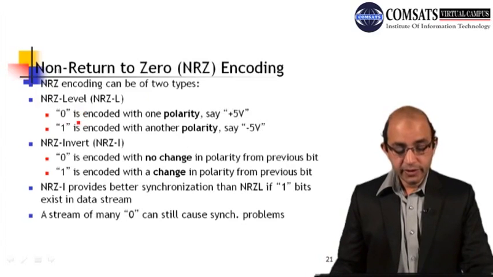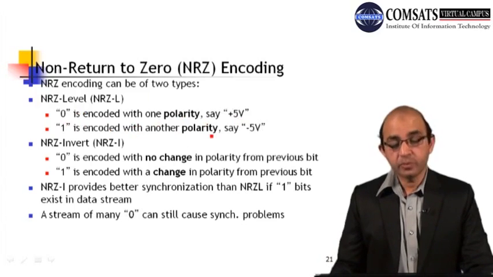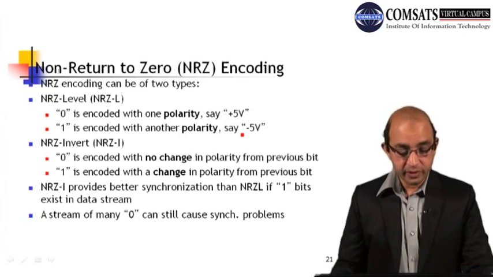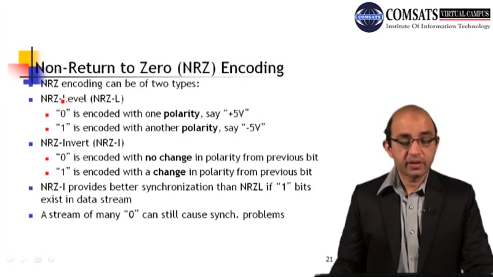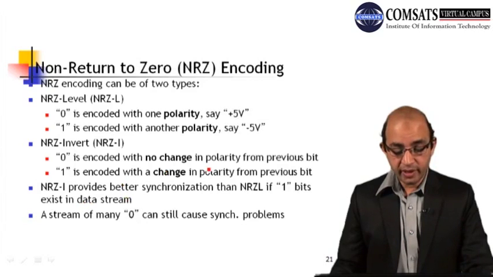Level: 0 is encoded with one polarity, say 5 volt, and 1 is encoded with another polarity, say minus 5 volt. That is non-return to 0 Level, L. For non-return to 0 Inverted, 0 is encoded with no change in polarity from the previous bit, and 1 is encoded with a change in polarity from the previous bit.